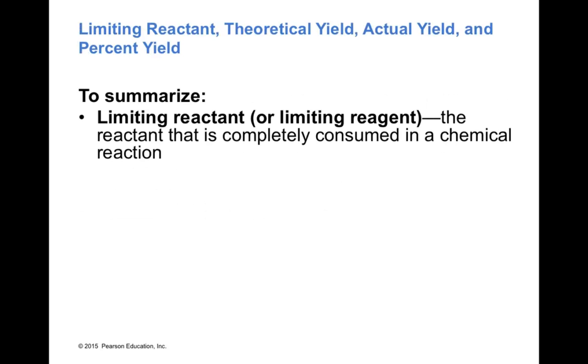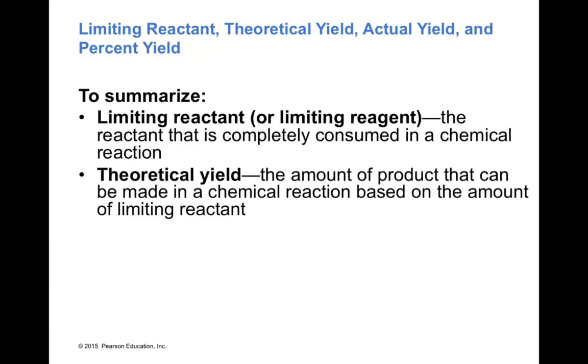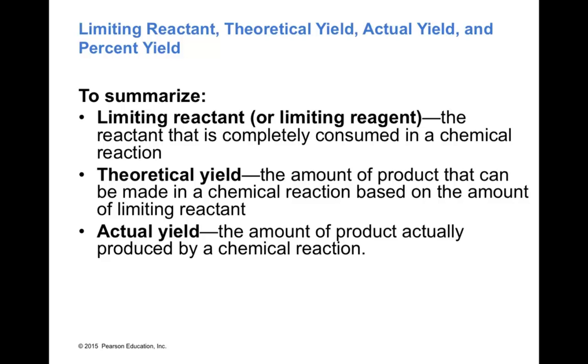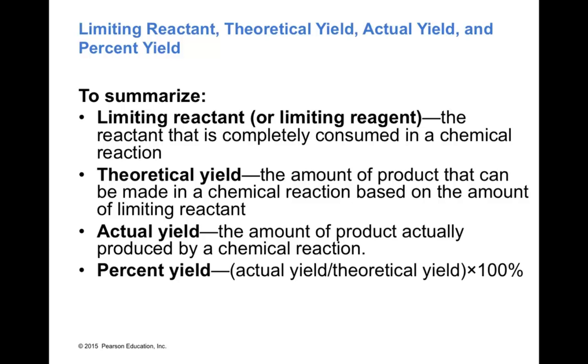So to summarize, the limiting reactant or limiting reagent is a reactant that is completely consumed in a chemical reaction. The theoretical yield is the amount of product that can be made in a chemical reaction based on the amount of limiting reactant. The actual yield is the amount of product actually produced by a chemical reaction. And the percent yield is actual yield divided by theoretical yield times 100.